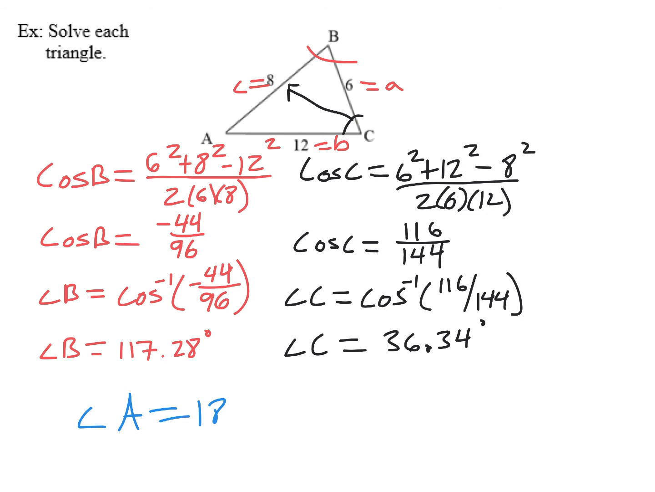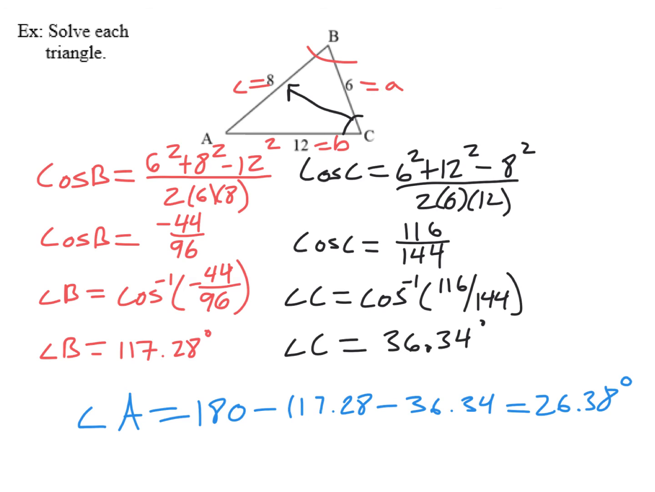At this point, we'd say 180 minus 117.28 minus 36.34, which should get you 26. Let me just check. I want to see 26.38, but let me check. Yep, 26.38.